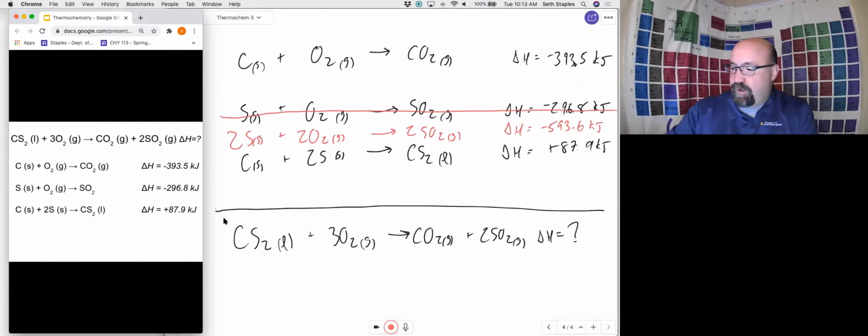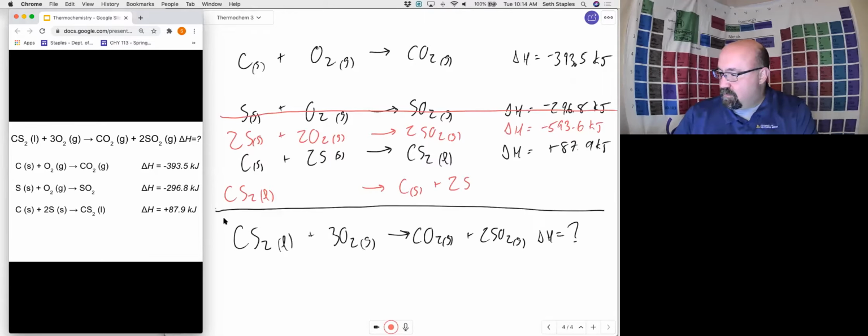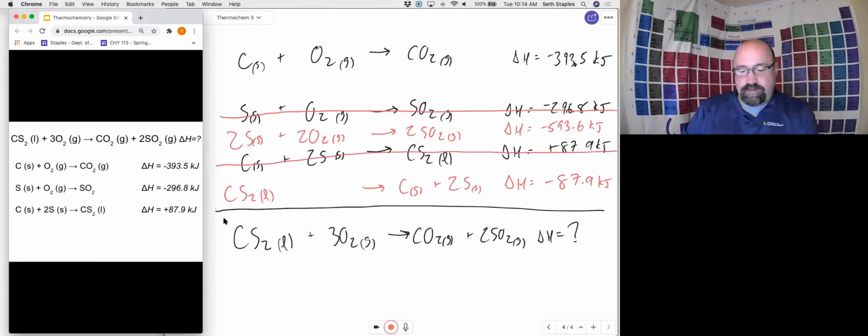Let's flip this equation right around, and we're going to instead get CS2 gives us C plus 2S. And we've flipped that, so we're going to change the sign of our enthalpy. And then we're going to go ahead and cross this right out. And so now it looks like we might have taken care of everything that we need, but let's double check.